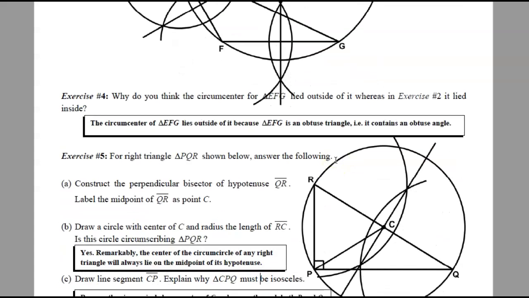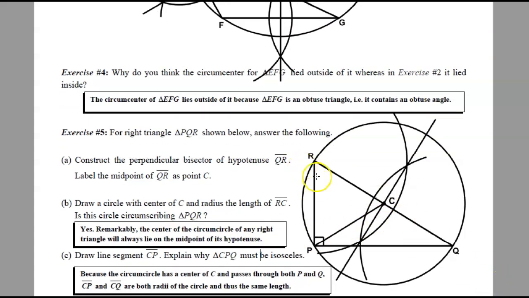All right, and now we have a right triangle. And you can see that this circumcenter falls on the hypotenuse. So let's just take a quick look at why that is. First off, and again, you can pause the video to do these constructions, it says to construct the perpendicular bisector of the hypotenuse. If I do that first, you can see these arcs here are making my bisector run through the hypotenuse. Then I label that midpoint as point C and draw a circle right then and there, where the radius is from C out to R or C out to Q. Since it's a midpoint, I can use either one of them.